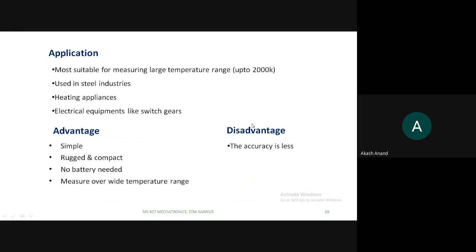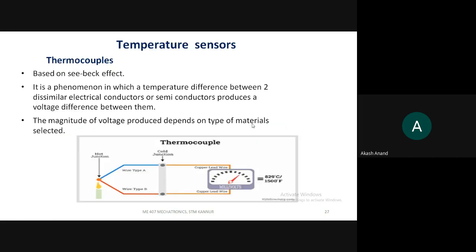One of the main disadvantages is the accuracy is comparatively less. It doesn't mean it is very less, but it is comparatively less when compared to other temperature sensors. Okay.